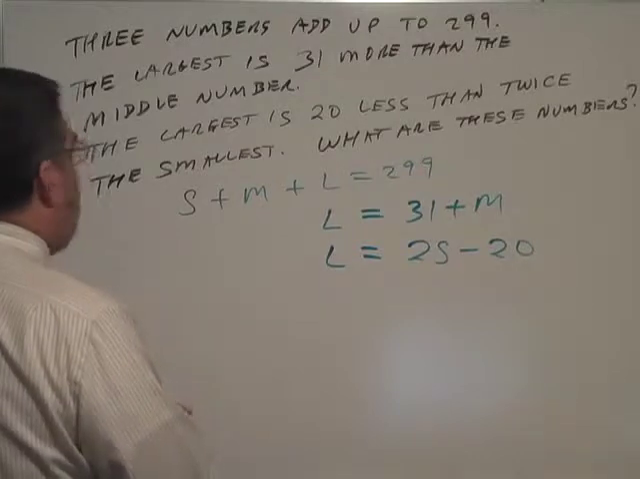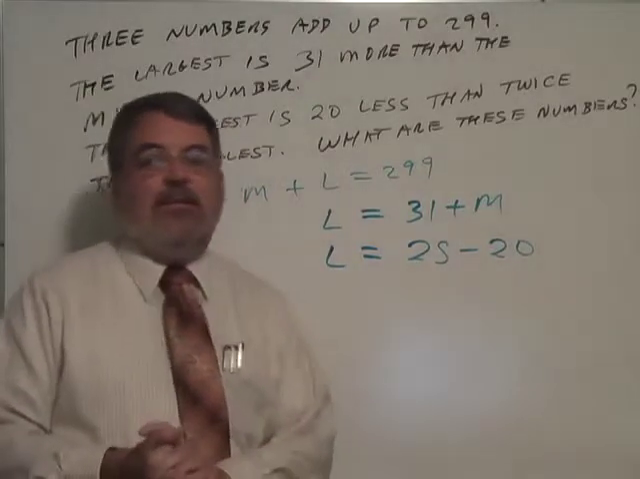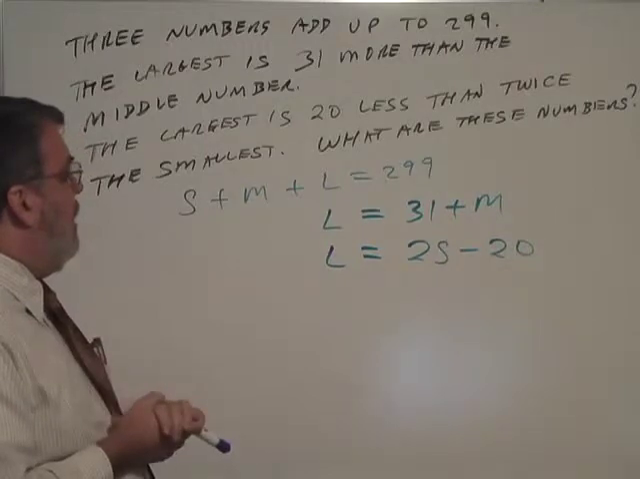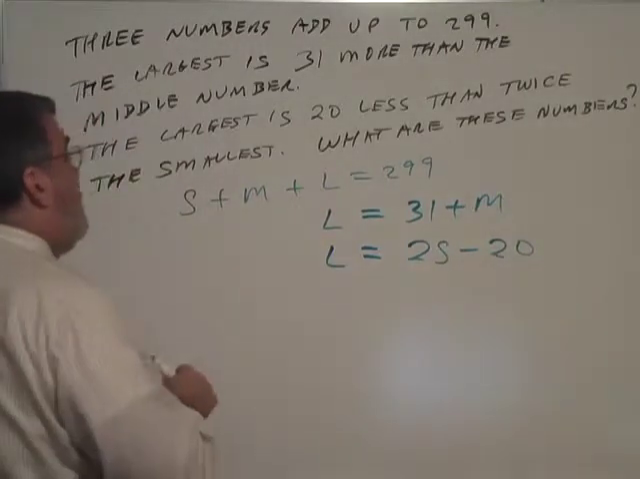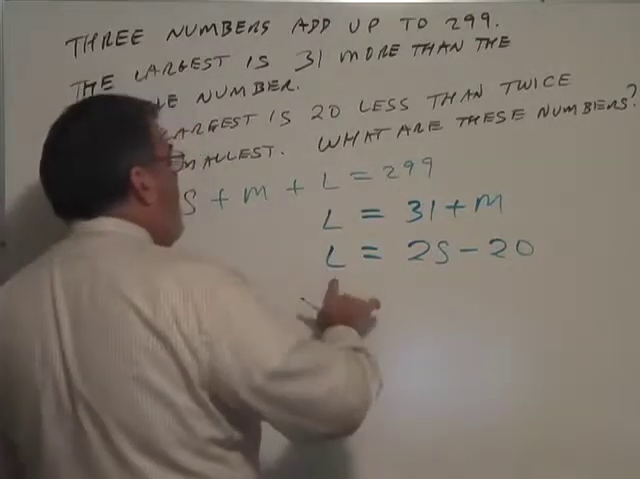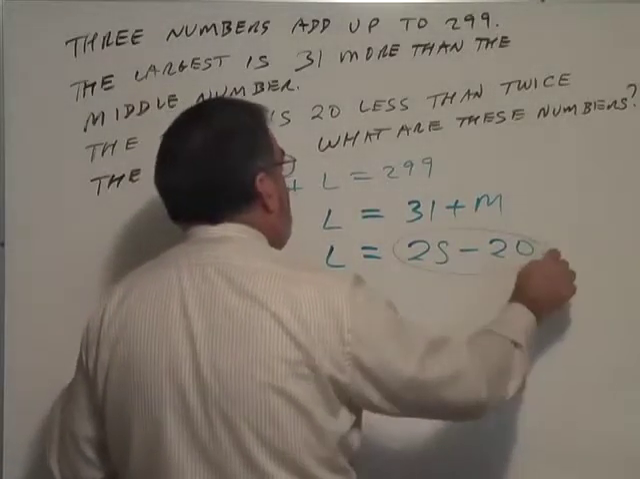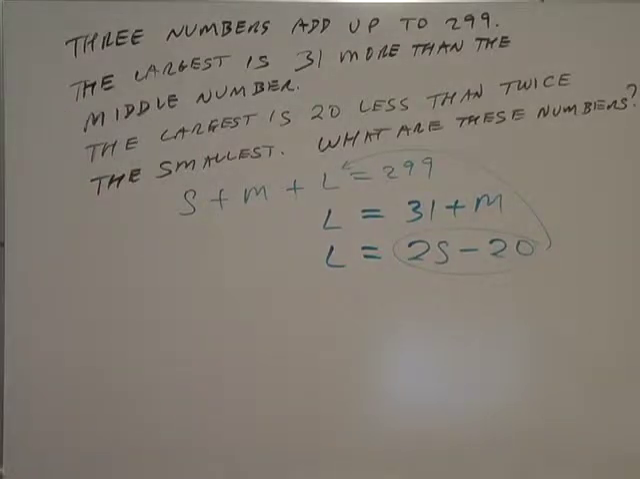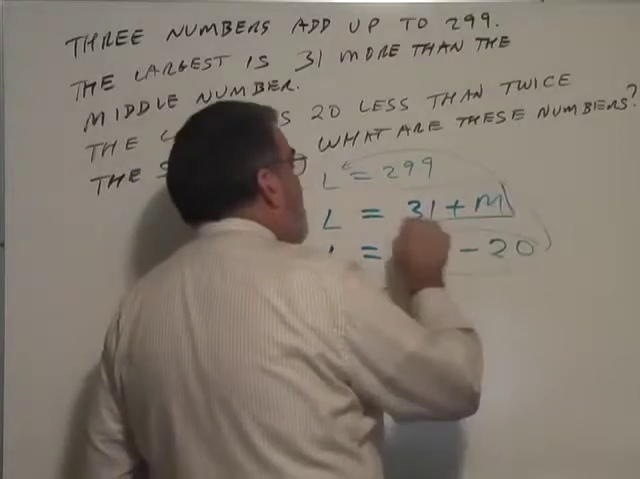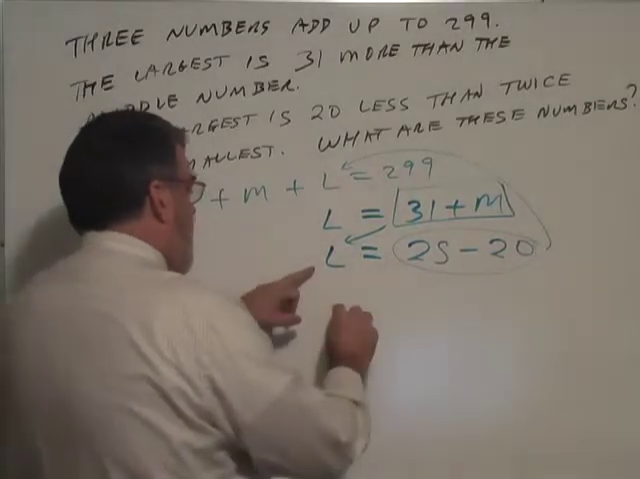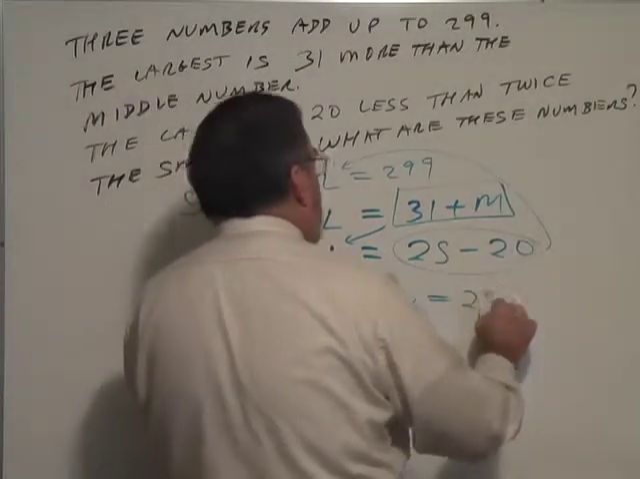Okay, now let's do some substitution. I don't know if you'll think this is the best way. You might not. But I want to do it by substitution. An easy substitution would be to substitute for L using this expression. L is the same as 2s minus 20. But I need a substitution for M. So let's see, if I take 31 plus M and substitute here, because L is 31 plus M, I have 31 plus M equals 2s minus 20.